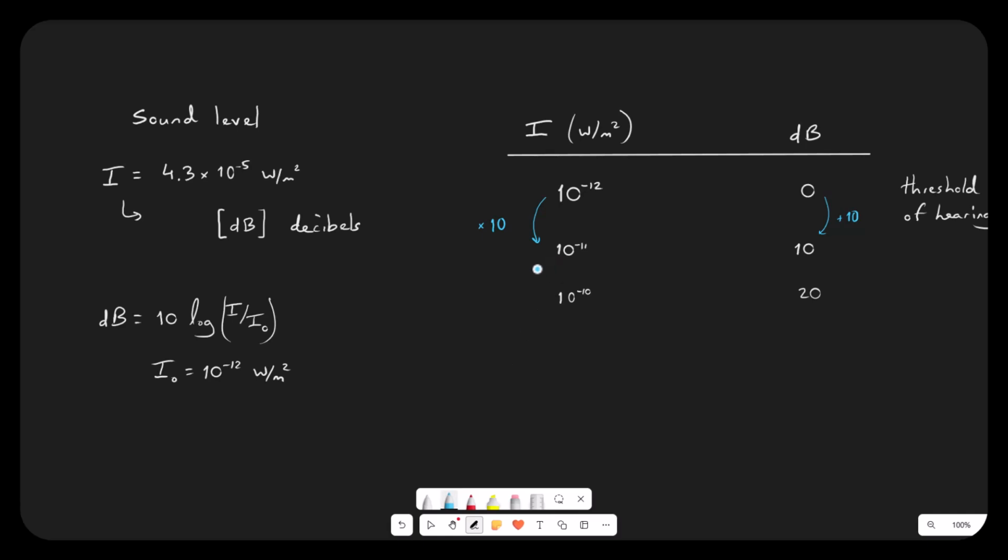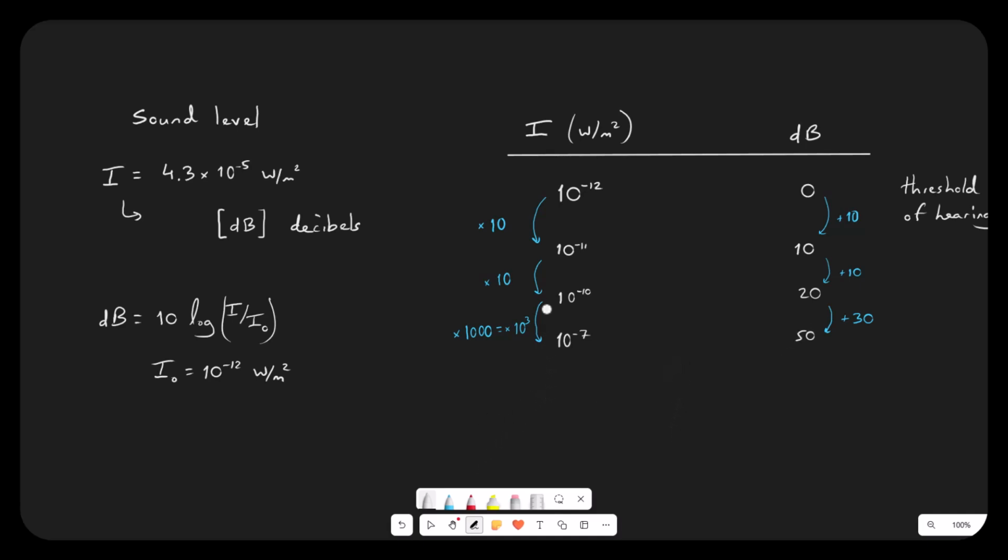That's 20. So times 10, plus 10. I'm going to make a couple of jumps. What if I go 10 to the negative 7th? I have gone times 1,000, which is times 10 to the 3rd. So over here, I'm going to add 30. 10 to the 3rd adds me 30. This is going to be 50 decibels.